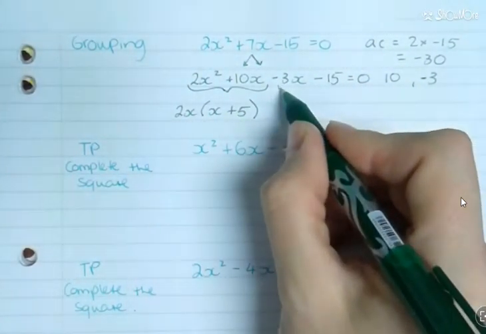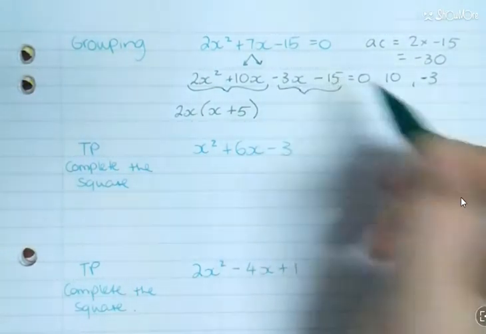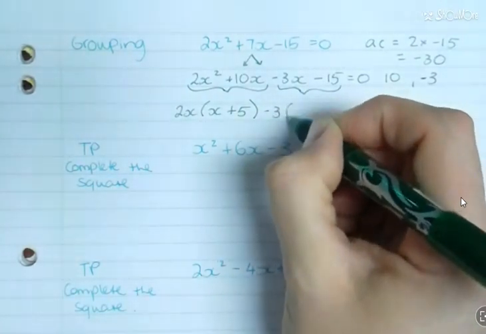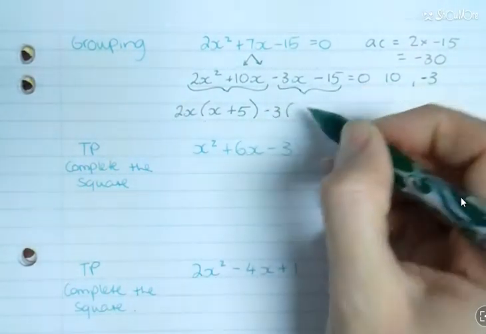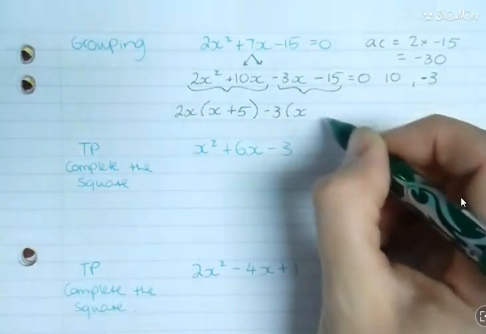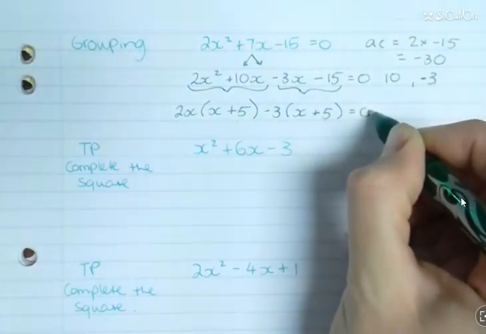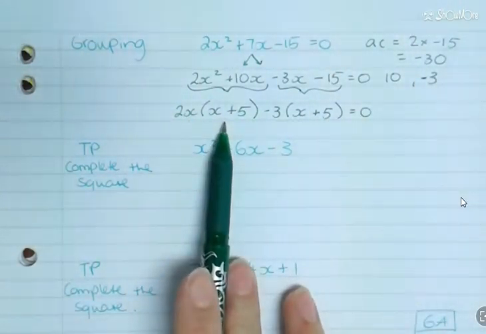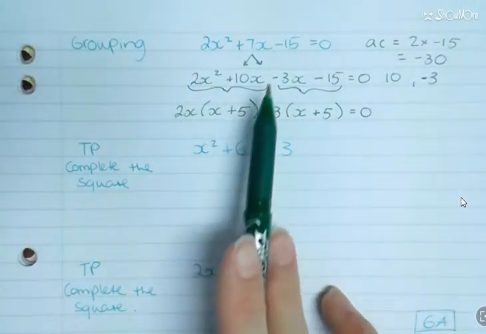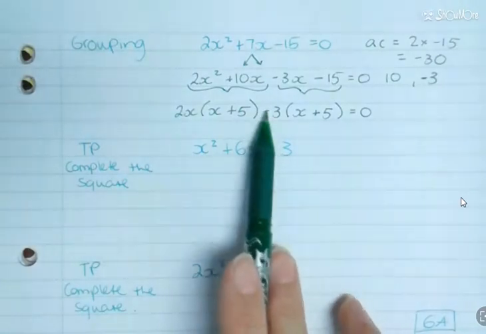Okay, and then again for the second one, negative 3x and negative 15 share a common factor of negative 3. Negative 3x divided by negative 3 is going to leave me with x. Negative 15 divided by negative 3 leaves me with positive 5. Okay, it's important that these brackets match. If they don't match, then it's not factorised properly. Okay, and you might have chosen the wrong numbers here, or you might have missed the negative element there.